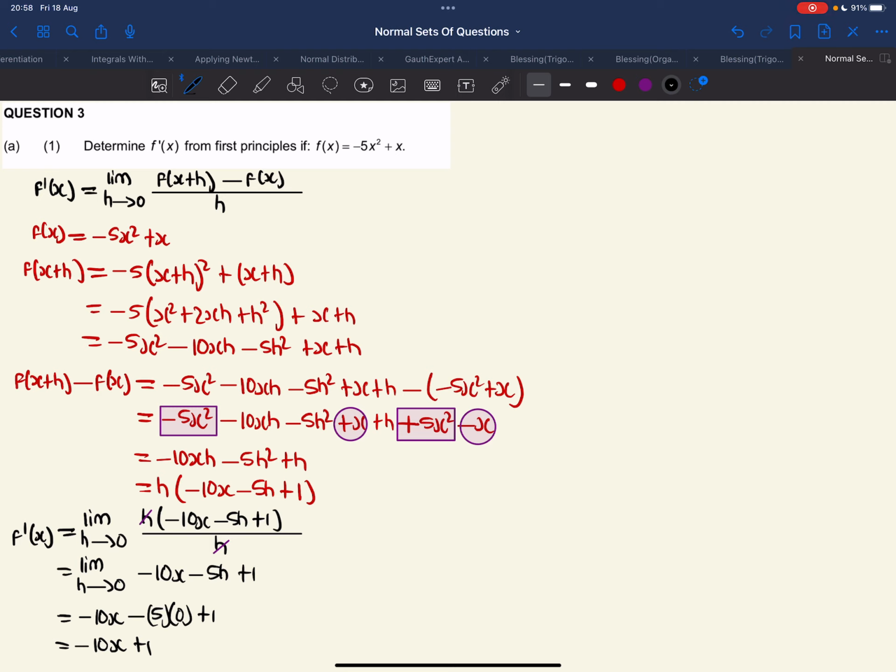And actually this answer is accurate, because if you were to find the derivative of f of x using the derivative laws, basically if you use the rule that the derivative of x is 1, and the rule for x to the n, which gives n times x to the n minus 1, if you use those rules there, you are going to get f prime of x equals minus 10x plus 1, which is the same answer as that one there. So basically this is the solution to the question there, right?